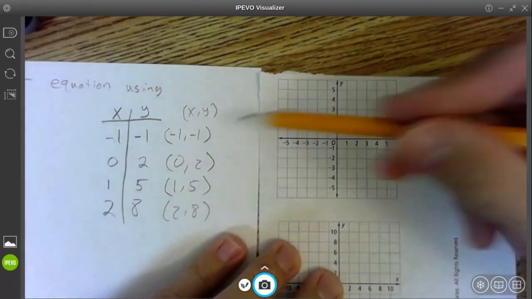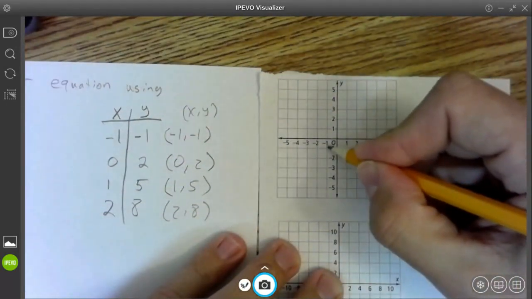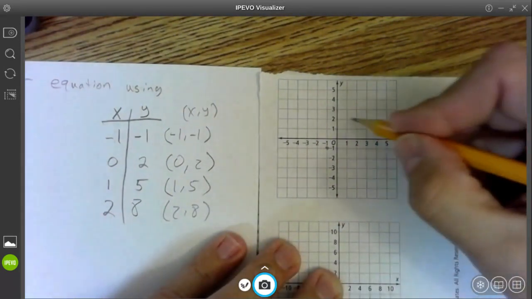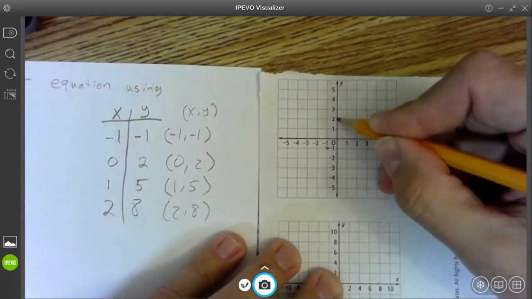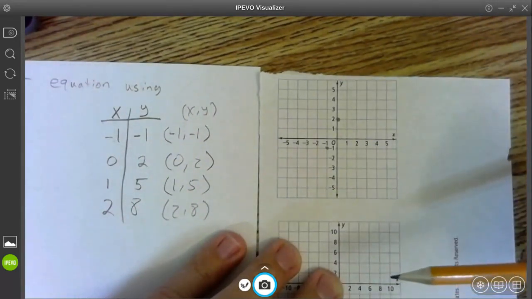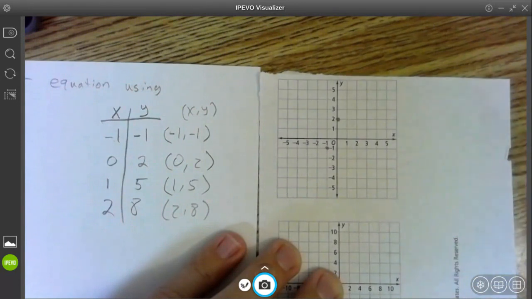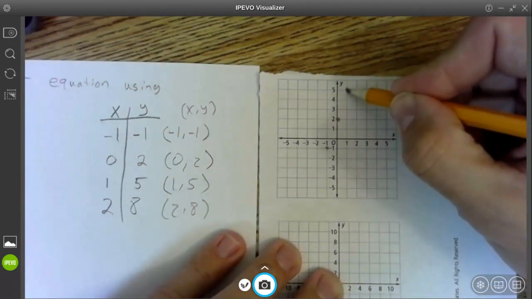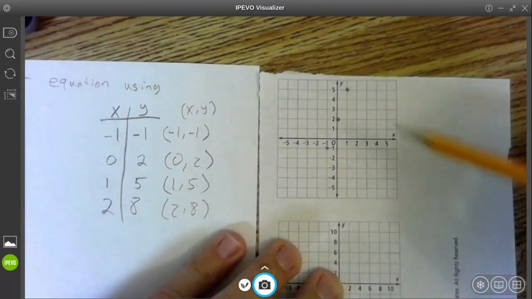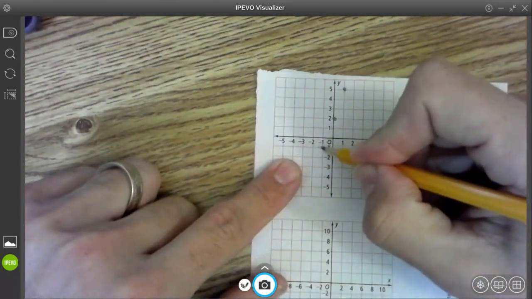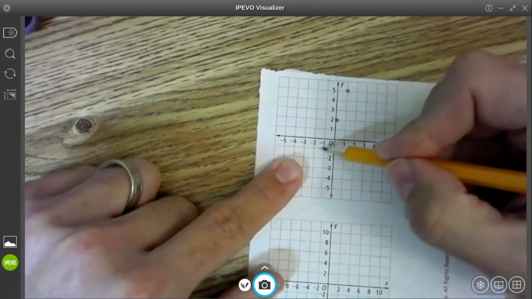So -1, -1, one left, one down, right there. 0, 2, 0 to the left and right, and up 2. This one's actually an important one. Let's do 1 comma 5. And this one, the 2 comma 8, it's too far up the graph. I won't be able to graph it. But these 3 points are going to make up the graph for our line.